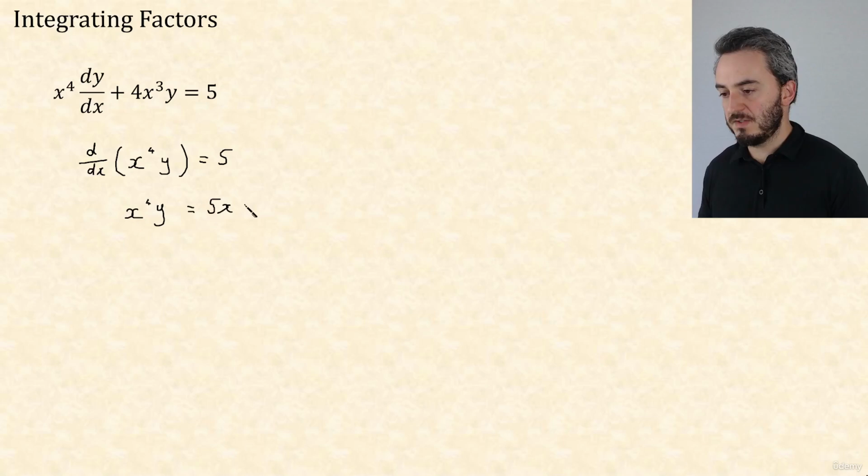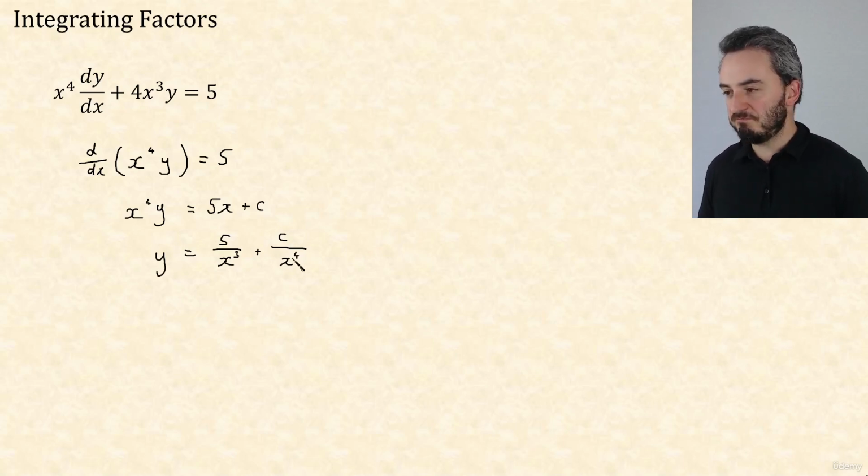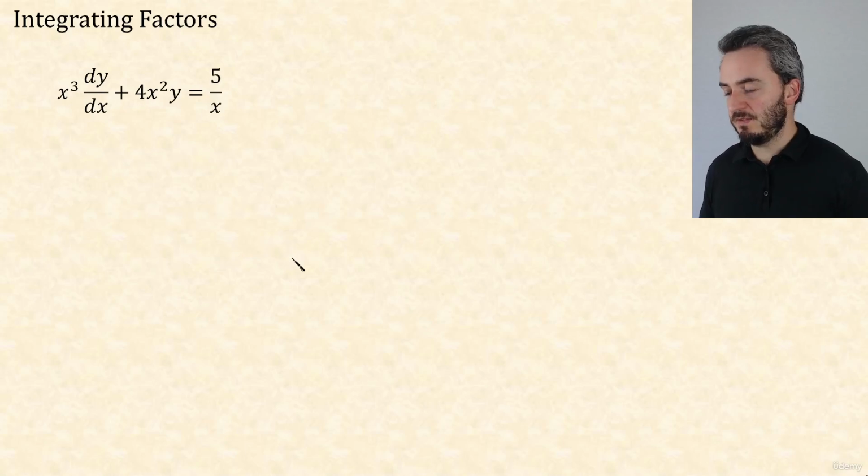So that's 5x plus c, and therefore y is, well, 5x over x to the 4 is 5 over x cubed. And then we've got a plus c over x to the 4. Pretty neat, right?